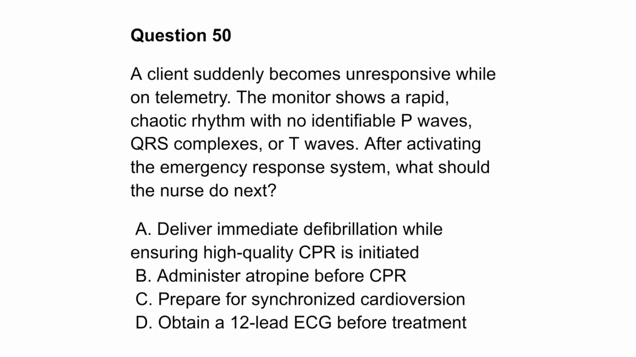Question 50. A client suddenly becomes unresponsive while on telemetry. The monitor shows a rapid, chaotic rhythm with no identifiable P waves, QRS complexes, or T waves. After activating the emergency response system, what should the nurse do next? A. Deliver immediate defibrillation while ensuring high-quality CPR is initiated. B. Administer atropine before CPR. C. Prepare for synchronized cardioversion. D. Obtain a 12-lead ECG before treatment.